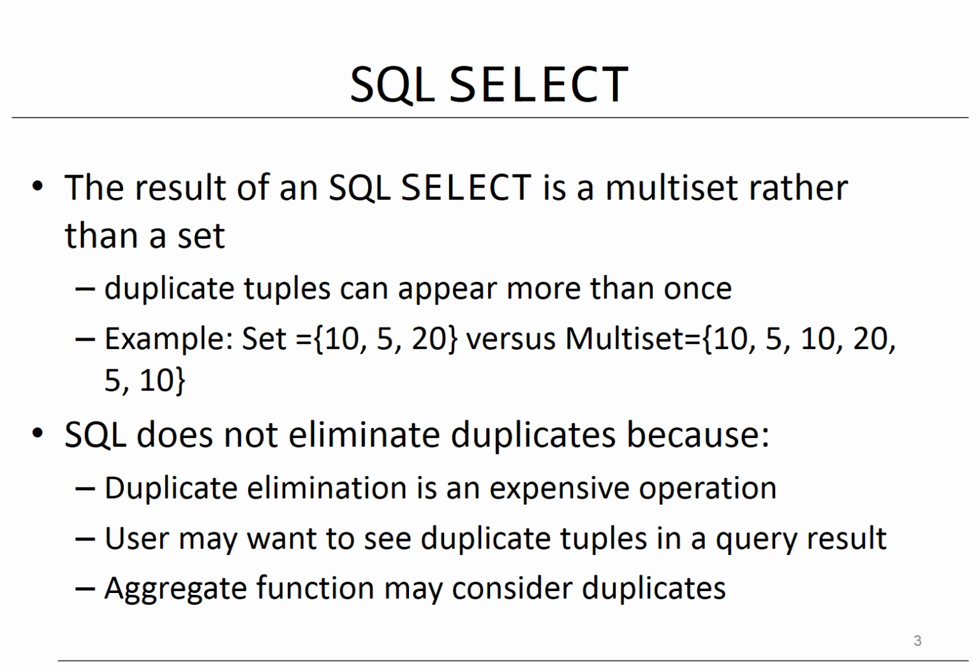We have a set 10, 5, and 20, and a multiset 10, 5, 10, 20, 5, and 10, where the elements 5 and 10 each occur multiple times. In other words, SQL will not automatically eliminate duplicates in the result. There are various reasons for this. Duplicate elimination is an expensive operation. The user may also want to see duplicate tuples in the query result. Duplicates may also be considered by aggregate functions, as we will illustrate later.